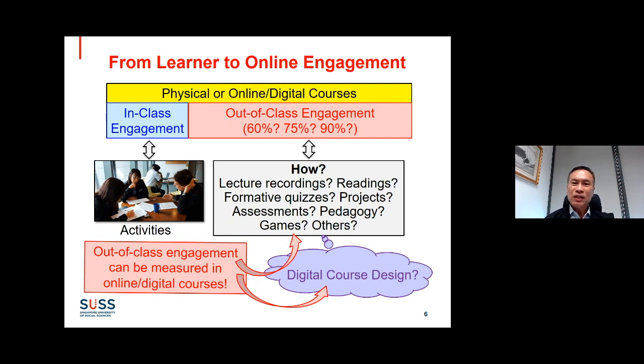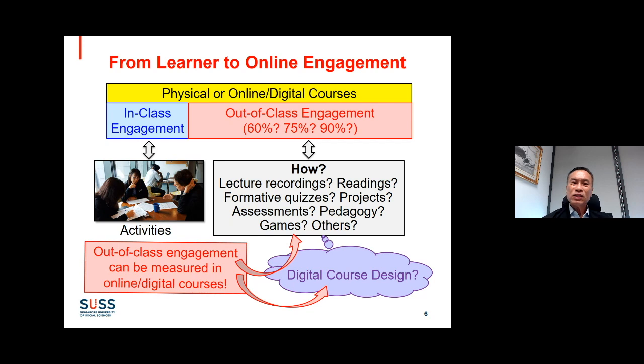How can we observe out-of-class engagement? Well, we have got components in the course. We have, let's say, lecture recordings. We have readings that were assigned to students that we put online. We have formative quizzes that students can take. We have projects for them to do. We have discussion for them to participate in, and so on. So when we have all these online activities for students and online interactions in digital courses, when students access any of this online, they leave behind what we call data trail or data exhaust.